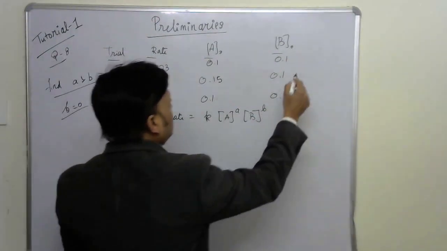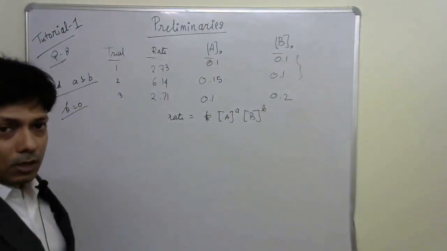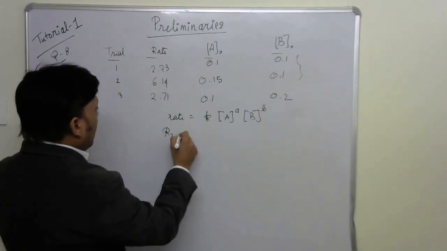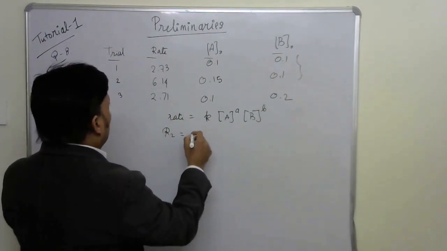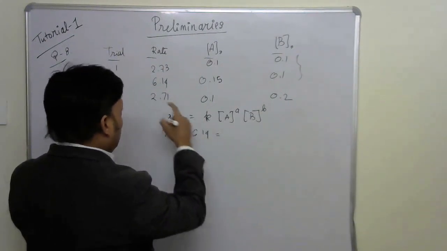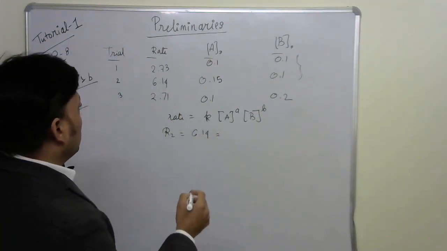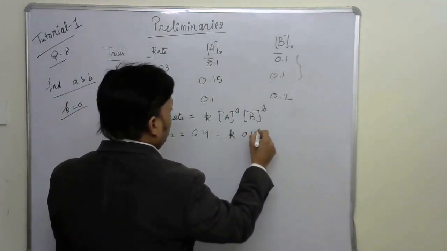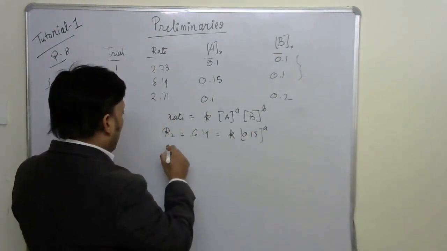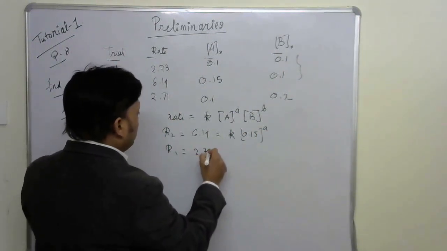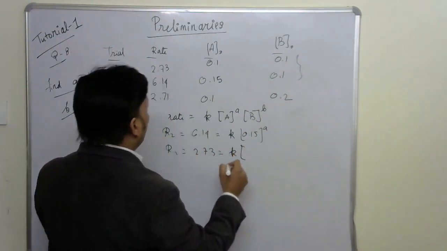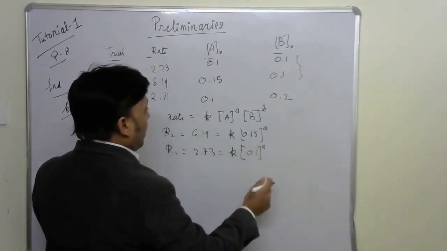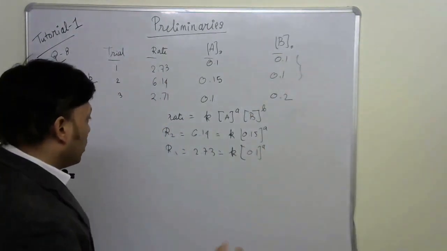We will select the 2 trials where the concentration of B is constant. So we go for trial number 2, R2 = 6.14 = K times 0.15 to the power a, and R1 = 2.73 = K multiplied by 0.1 to the power a. And B to the power 0 is equal to 1, so we are not writing that.